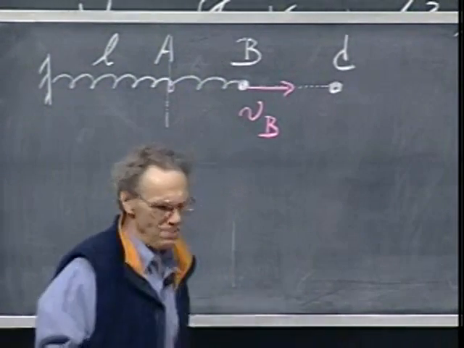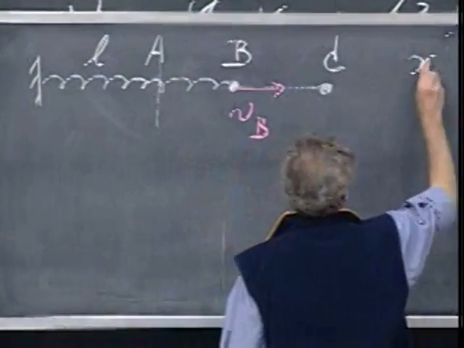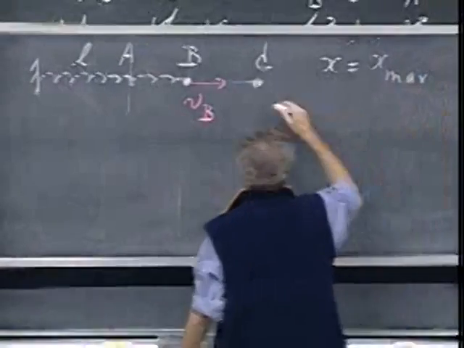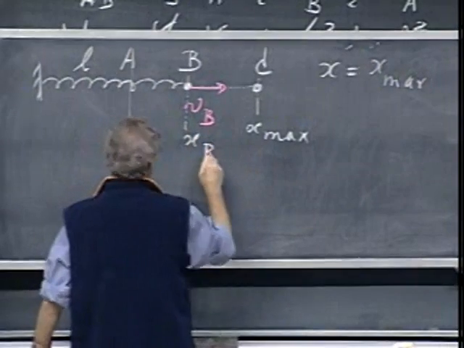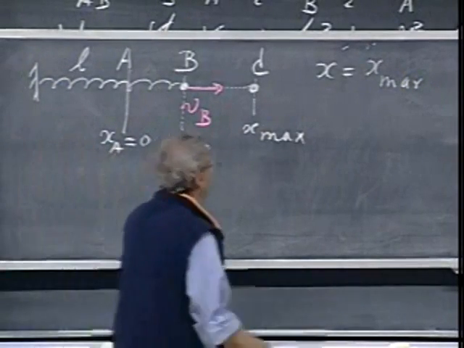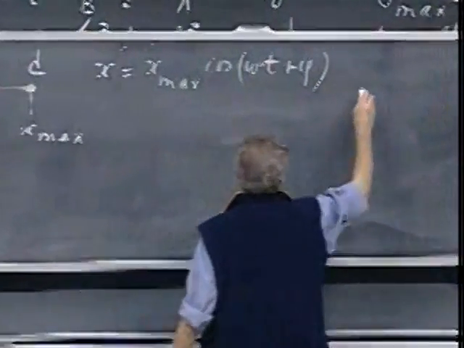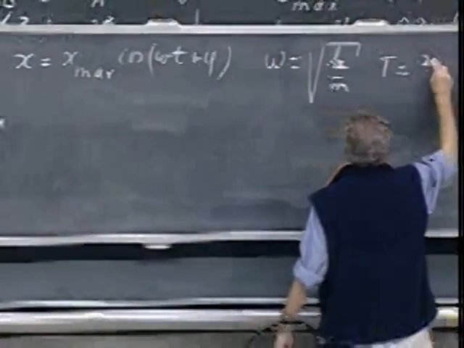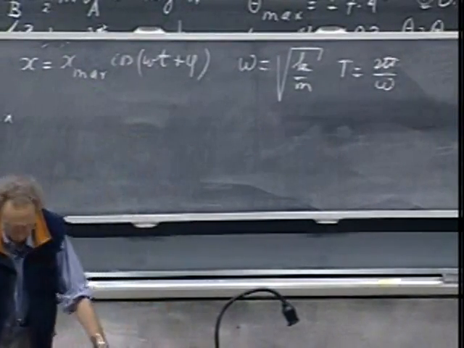The spring constant is k, and this is at t equals 0. We're going to get a simple harmonic oscillation. This is going to be x max. This is going to be x of B, and this is x of A, which is 0. So we're going to get x equals x max times the cosine of omega t plus phi. Same old story. It's getting pretty boring. Omega equals the square root of k over m, and T equals 2 pi divided by omega. These equations you will not see on your exam.